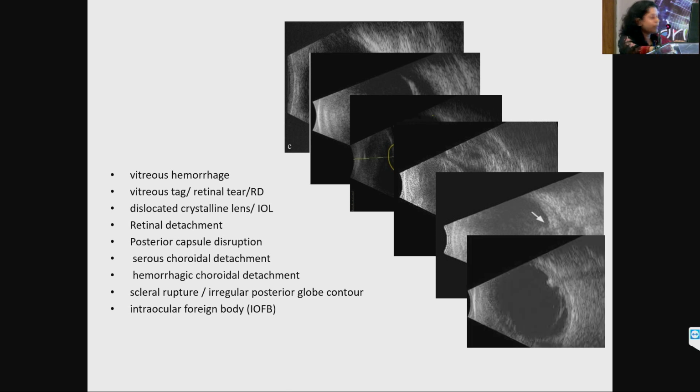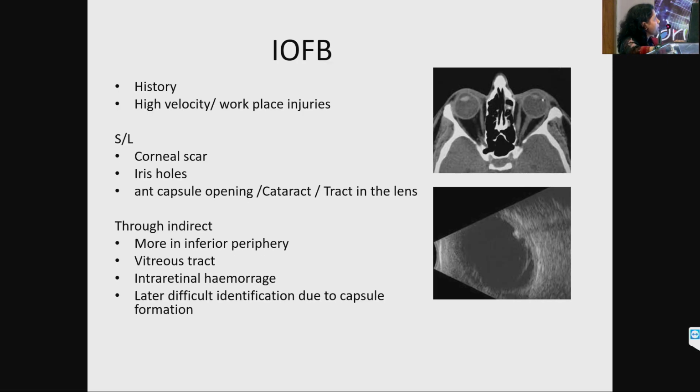And of course the intraocular foreign bodies, which can be identified with the B scan. So IOFB should always be suspected when the history is suspicious, when it is a high velocity workplace injury. At this point, we should have a very meticulous slit lamp examination, look for corneal scar, iris holes, any tract into the lens, cataract, and a thorough indirect should be done to see all the periphery, and special care to be taken to see the inferior periphery.